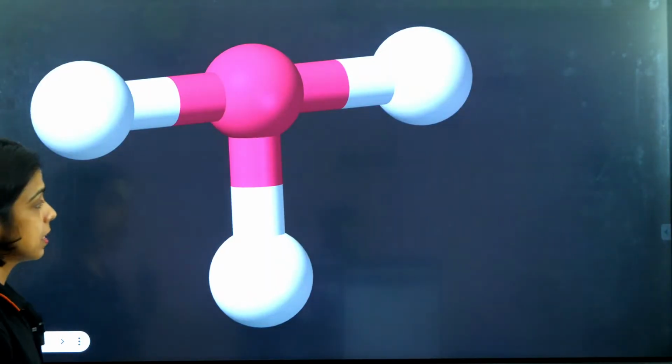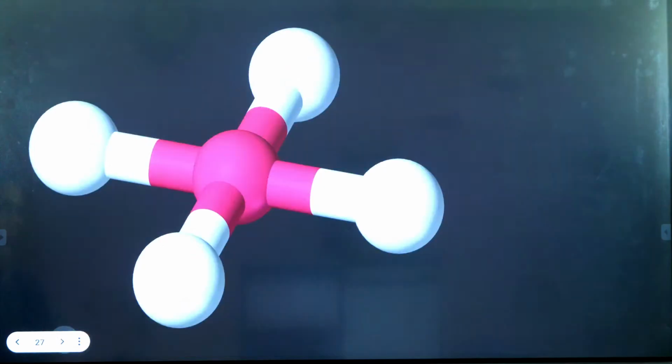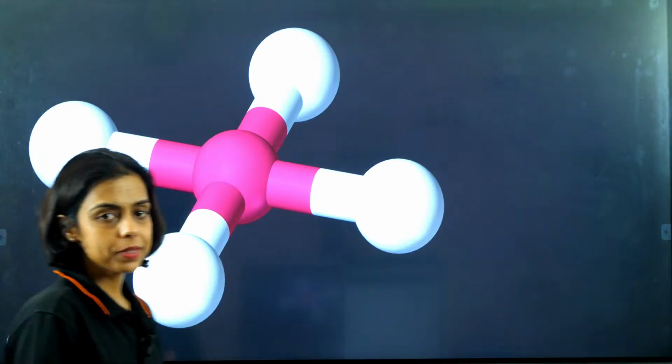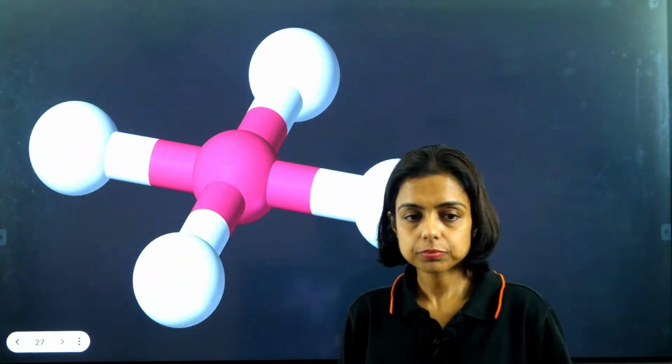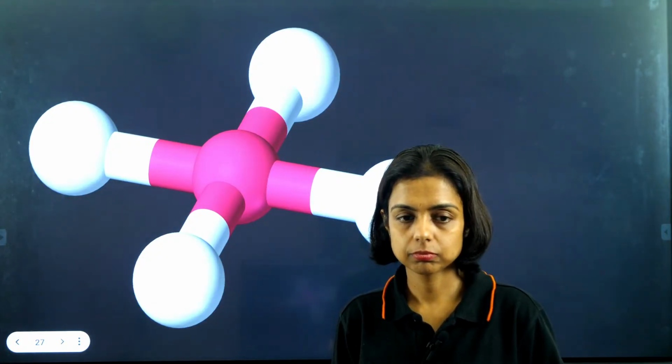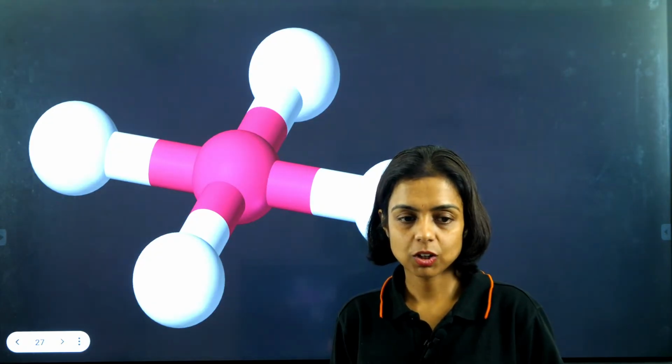So this is T shape, guys. Octahedral shape, you all know. This is square pyramidal. If 1 lone pair and 5 bond pairs, and if there are 2 lone pairs, then we have this square planar shape. Got it, guys?